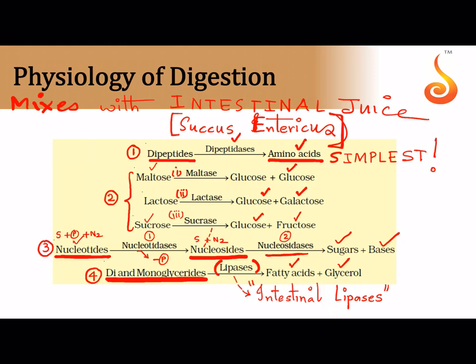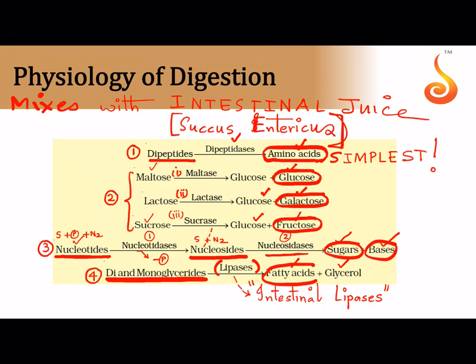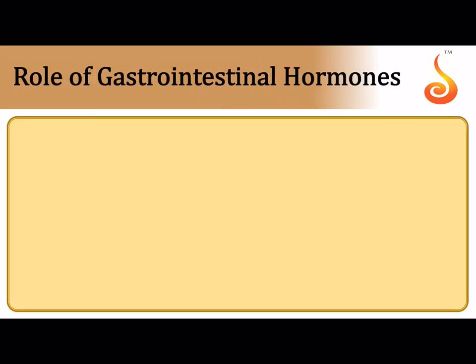So ultimately we get all the simplest compounds. I'm going to highlight all the simple ones, that is amino acids, glucose, galactose, fructose, sugars, bases, fatty acids and glycerol. All these are absorbed where? Now they enter into your blood, so that they could be absorbed into the blood, which is why the process of digestion happened. These substances are now carried by your blood to different parts of your body.